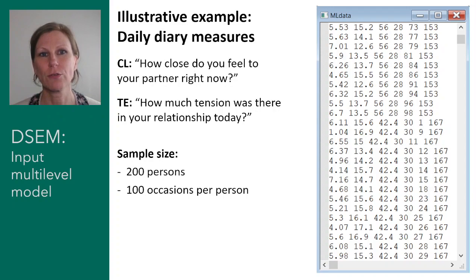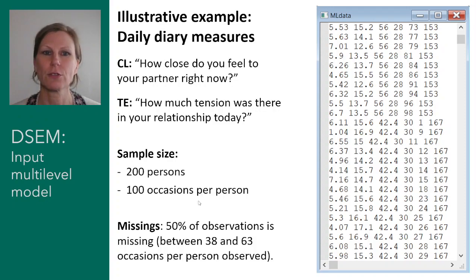There are two daily diary questions. One is how close do you feel to your partner right now? And the other one is how much tension was there in your relationship today? The data come from 200 individuals and there are 100 time points per person, but there's also a lot of missing data. On average, 50% of the observations are missing. This means that in this data set, we actually have between 38 and 63 observed occasions per person.